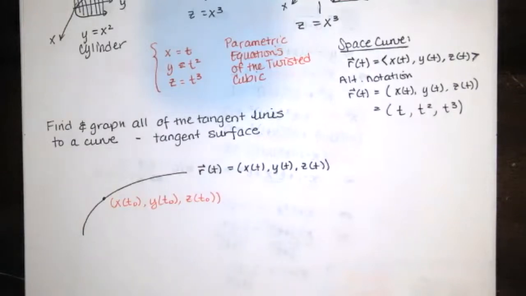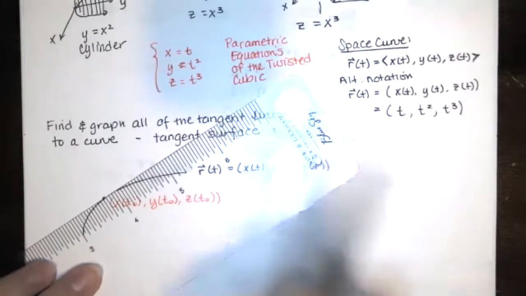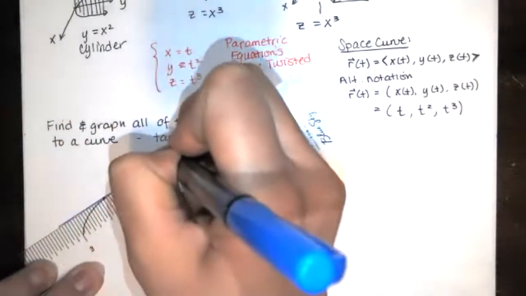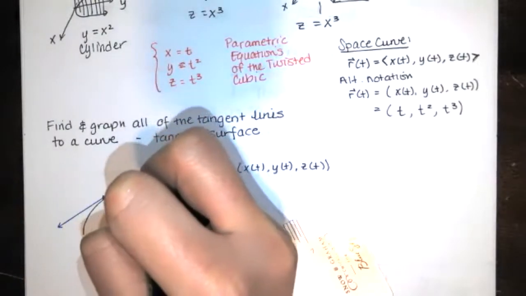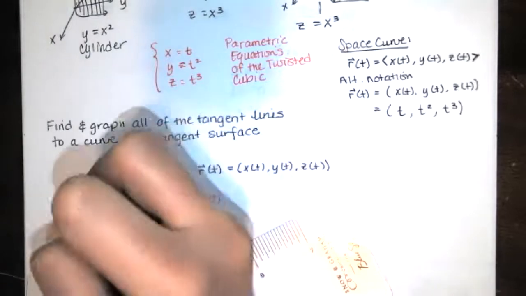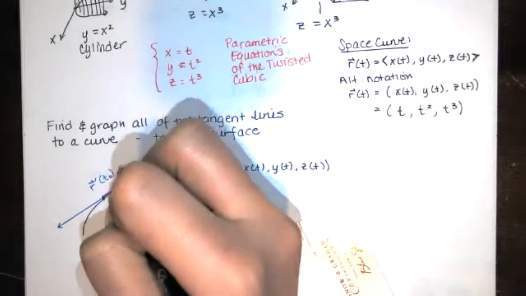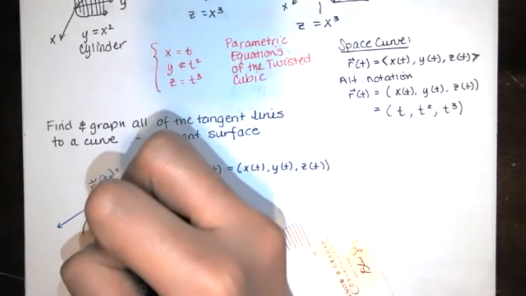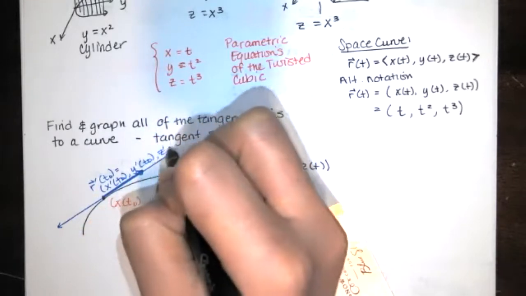So if I try to sketch my tangent line, and we're just kind of eyeballing it here, that's my tangent line. The tangent vector should be given by r prime evaluated at t naught. So that's r of t naught, r prime of t naught, which is given by x prime of t naught, y prime of t naught, z prime of t naught.